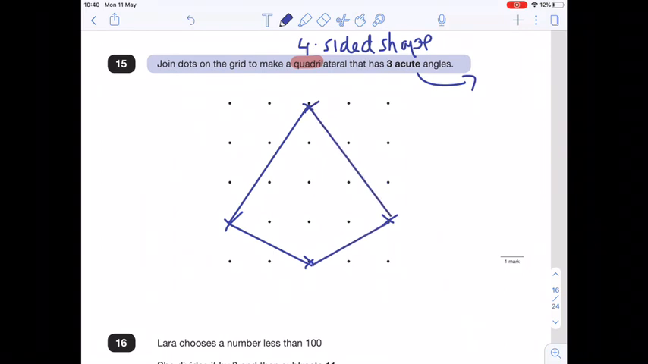Oops, didn't quite join, but you get the idea. And then you check. Obviously you'd have a protractor if you're in school, but if you haven't got a protractor and you need an angle that's less than 90, you can use the corner of a piece of paper, because the corner of a piece of paper is at a right angle, which is 90 degrees, so it will be less than your piece of paper. But all of those are acute, so that's one possibility.